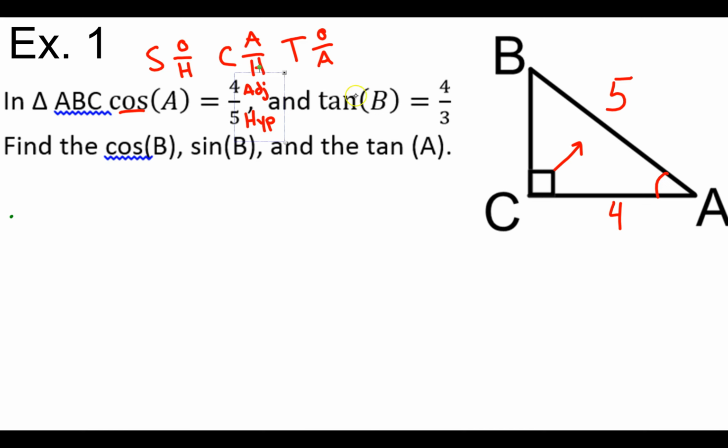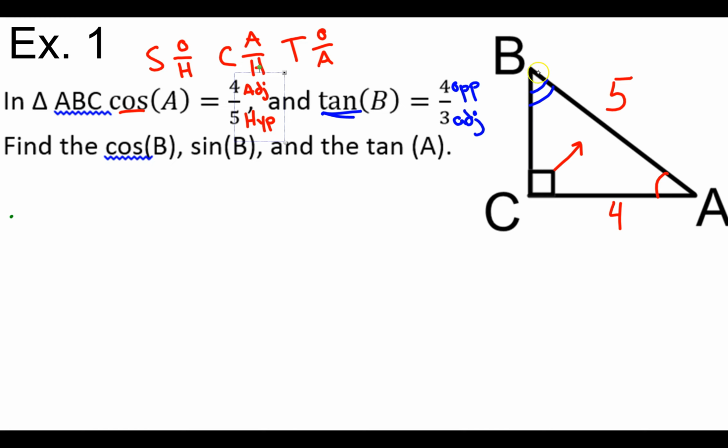Okay, so now it says the tangent of B is 4/3. Notice we had A in the last one, but now we're looking at angle B. So this is the tangent of B. Now we're looking at angle B, this angle here, and tangent is opposite over adjacent. So that means 4 needs to be opposite of B, and this 3 would have to be adjacent, because tangent is opposite over adjacent.